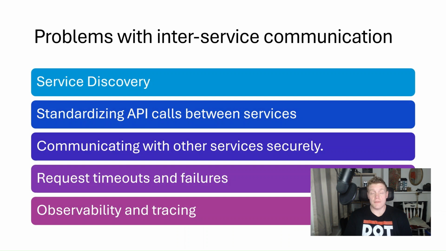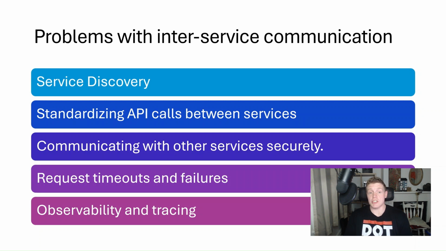How do I call other services securely with encryption and apply access control on those methods? How can I handle retries and transient errors? How do I mitigate request timeouts or failures? And how do I use tracing to see a call graph with metrics so I can diagnose issues when they arise in production?